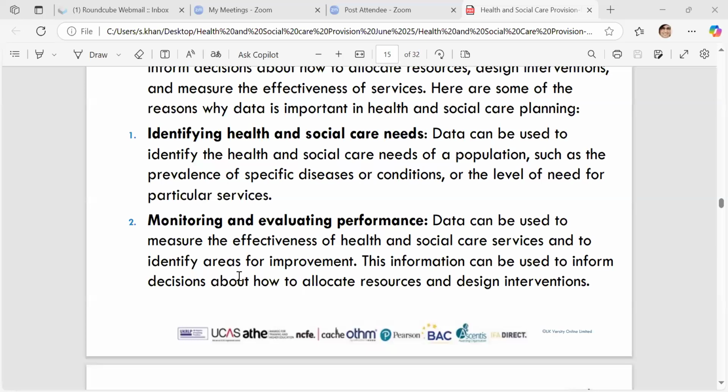Then monitoring and evaluating performance. Data can be used to make sure that, if there are any areas for improvement, not everything is perfect. There may be areas for improvement, so it may be resources, looking at the outcome, whether the resources are more effective, ensuring the services are where they are most needed.